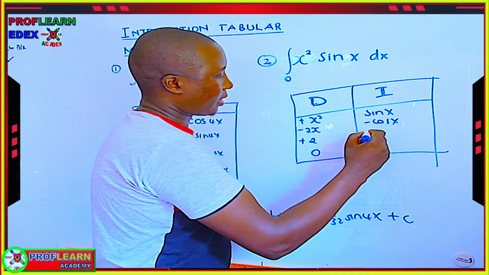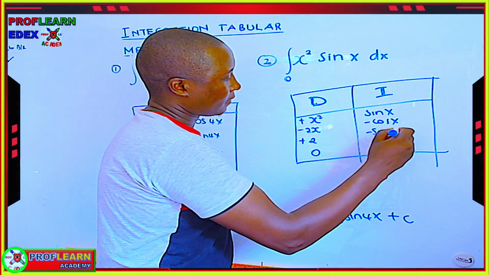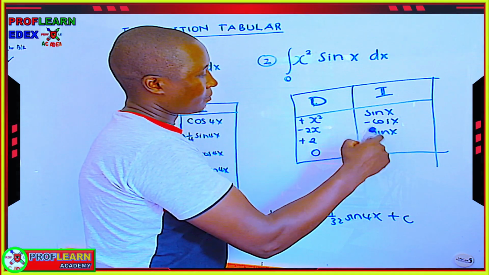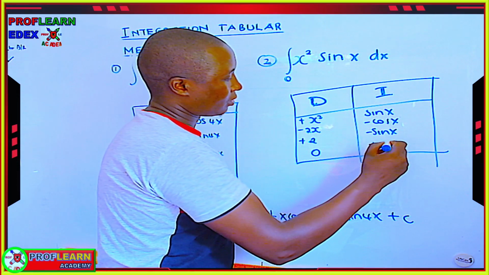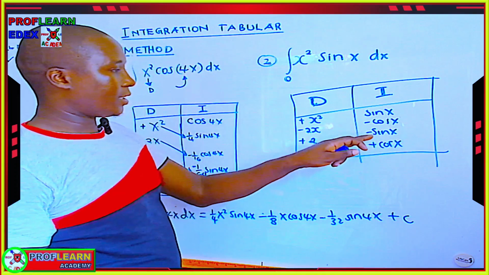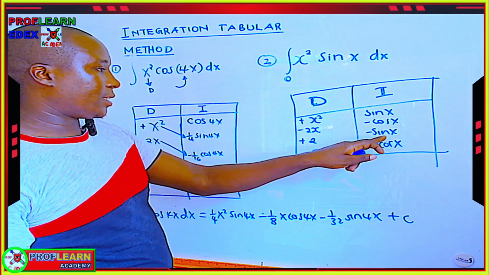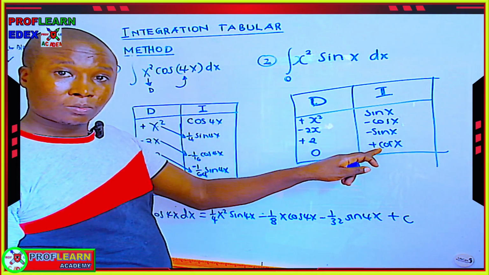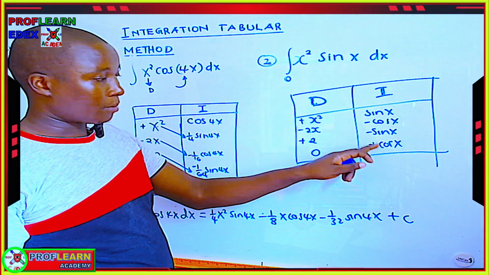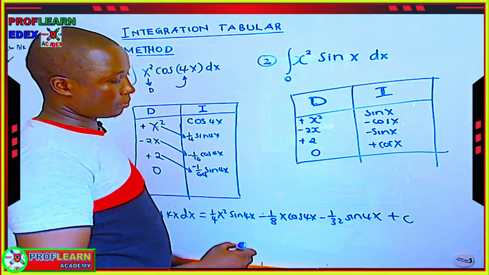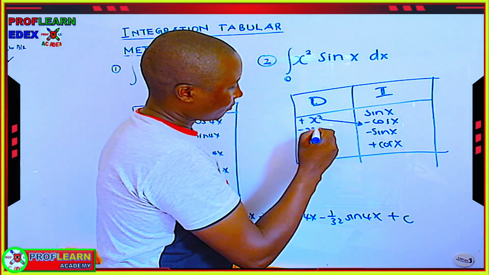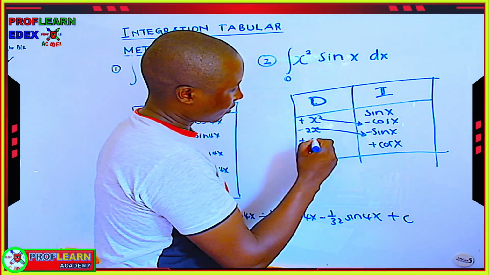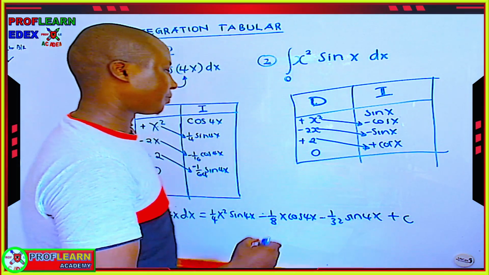But this one, integrating this, we're going to get negative cos x. Integrating this, we're going to get negative sine x. Integrating this, we are going to get positive cos x, because this is a negative. If you are integrating it, it will be negative cos, but since there was a negative sign, now it becomes positive. Then we're going to multiply this to this term, this one to this term, and this one to this term.